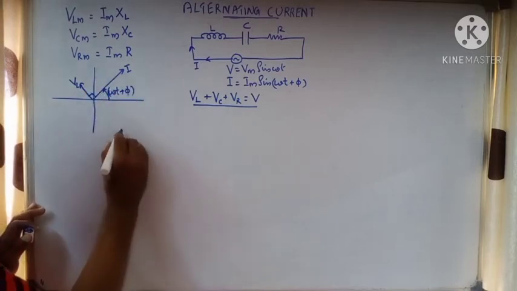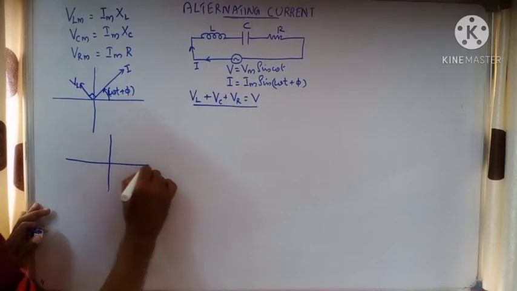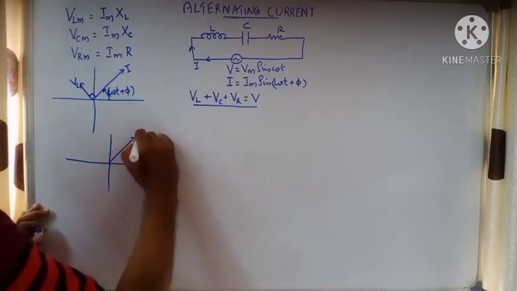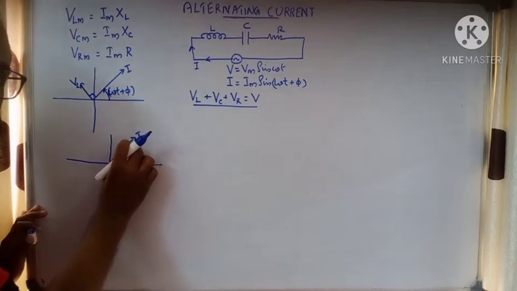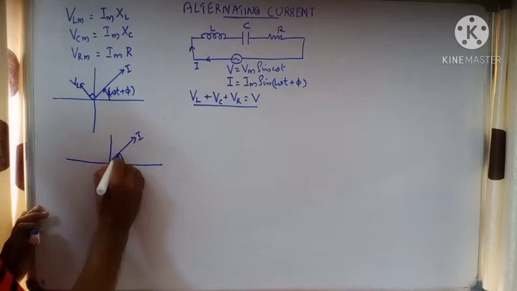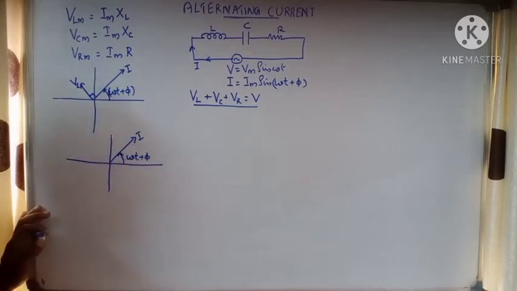Similarly for capacitor, in the same manner we can represent. See, we just draw the quadrants. First we start to draw the current. This is the current. The length of this phasor will be equal to peak value current Im. This angle is as usual that we have seen here, omega t plus phi.